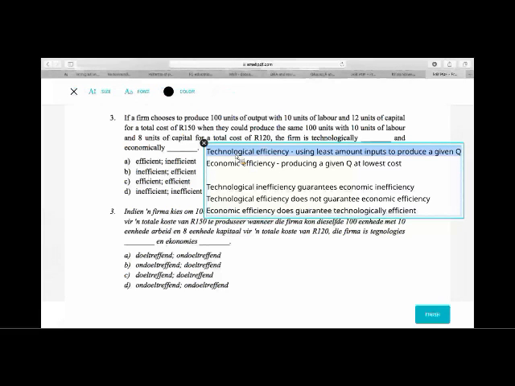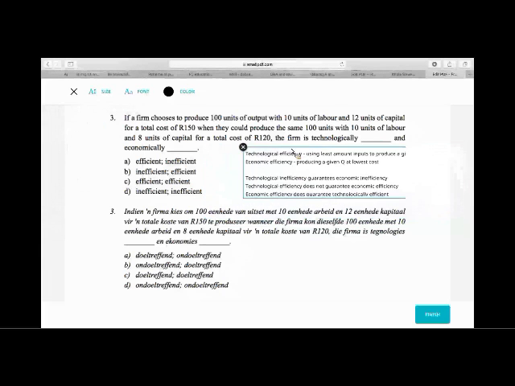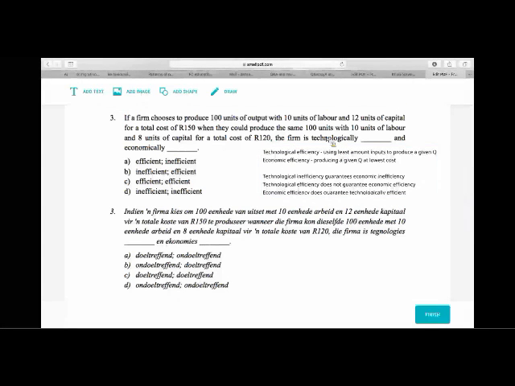Okay, so in this question, what they tell you is that if a firm chooses to produce 100 units of output with 10 units of labor and 12 units of capital for a total cost of 150 Rand, when they could produce the same 100 units with 10 units of labor and 8 units of capital for a total cost of 120, the firm is technologically what and economically what?